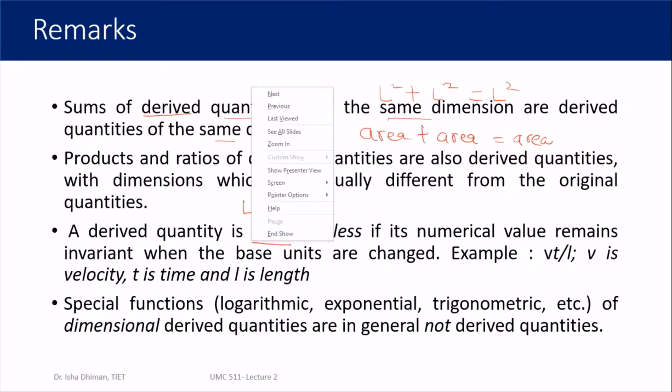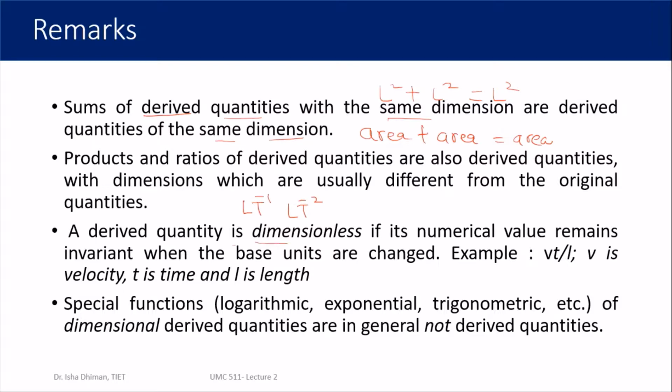We need to understand here that a derived quantity is dimensionless if its numerical value remains invariant when the base units are changed. Because I just told you, if you multiply or divide the derived quantities, you may get an entirely new physical quantity which may or may not have any dimension.